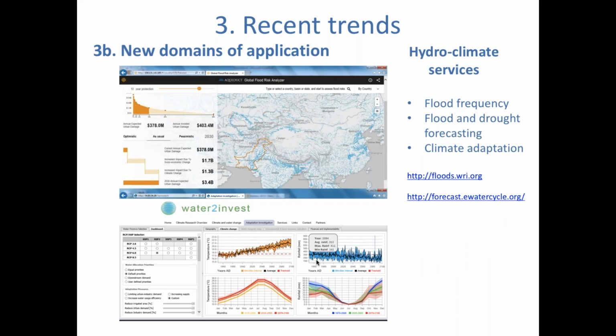Finally, a new domain of application is what we call hydroclimate services, where you really try to represent the results of those global hydrological models online for the general public. These are just two of them that we worked on. For instance, the Princeton group has a very nice global drought forecasting tool.